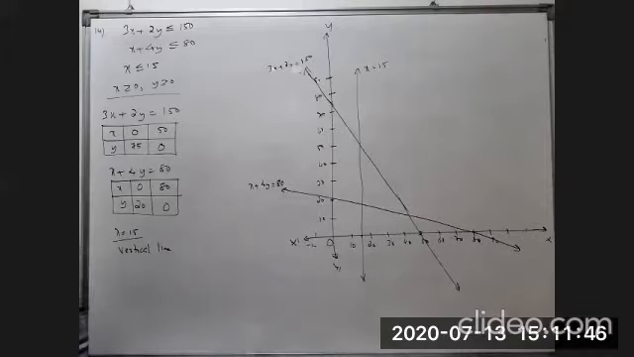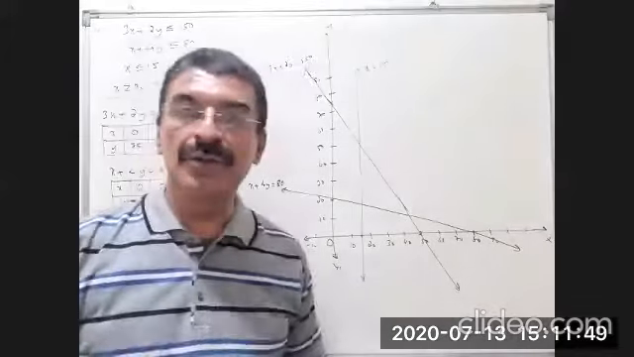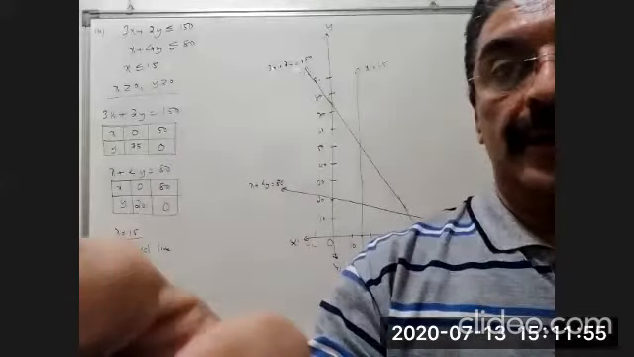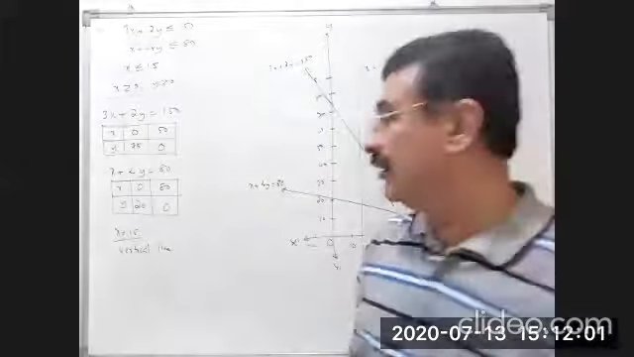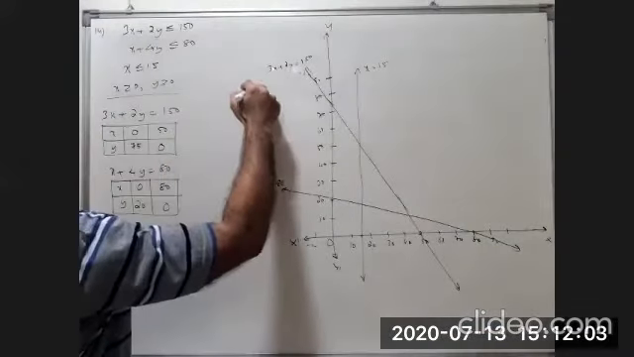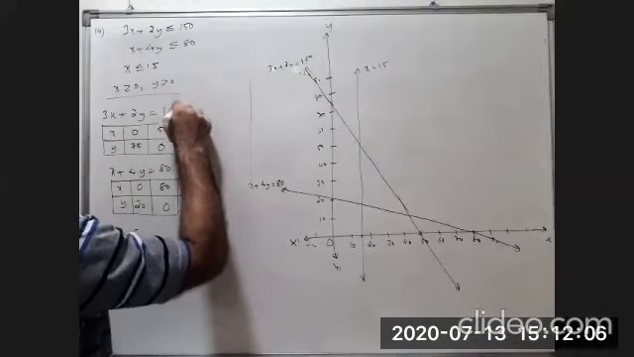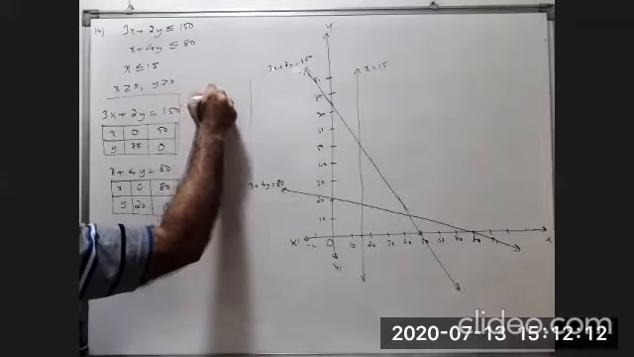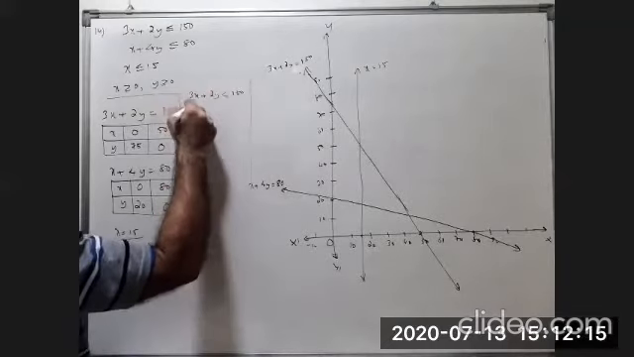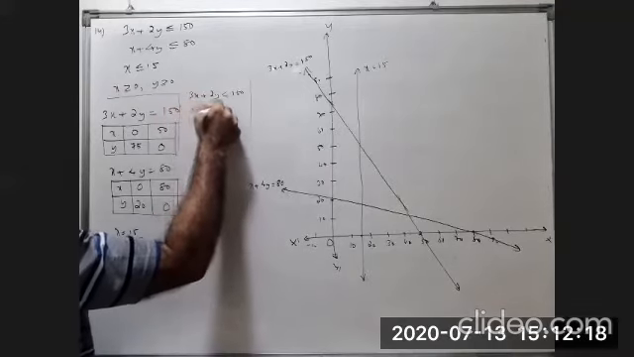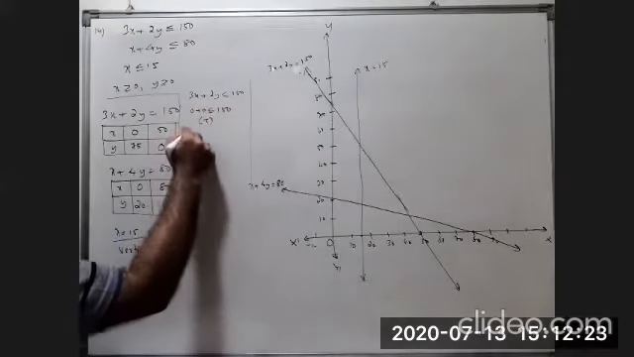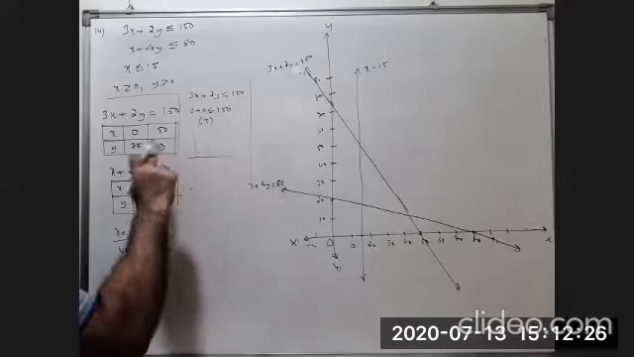Now, this drawing part you learned last year in class 10 also. This year's concept is the shading part. In fact, it is very easy. See, first one, when we take this equation, our inequality is 3x plus 2y less than or equal to 150. If you put 0, 0, 0 plus 0, that is true.